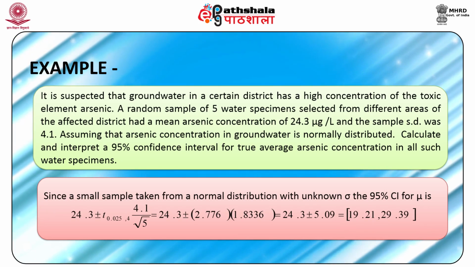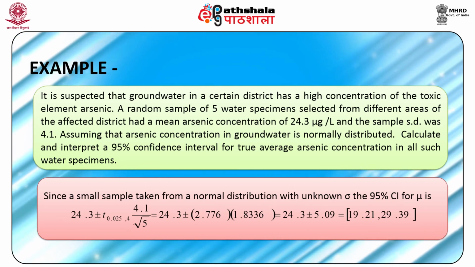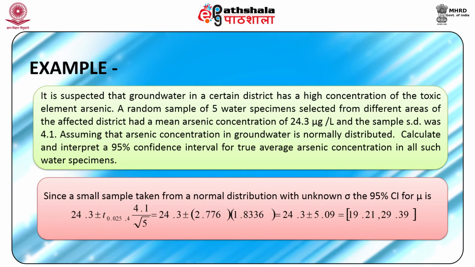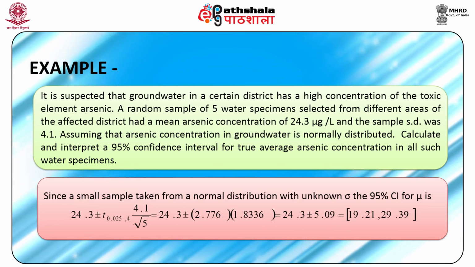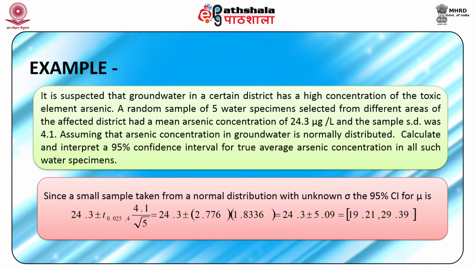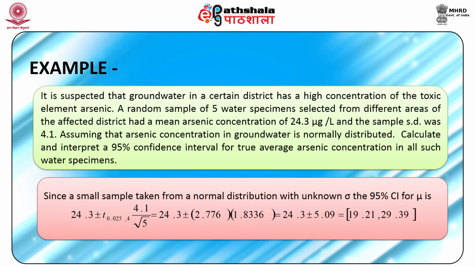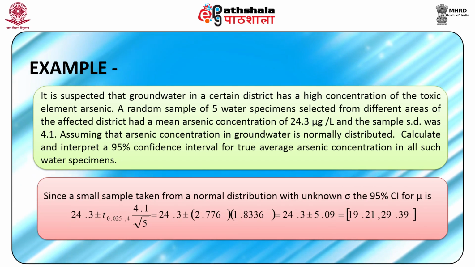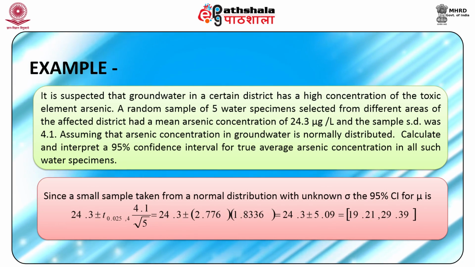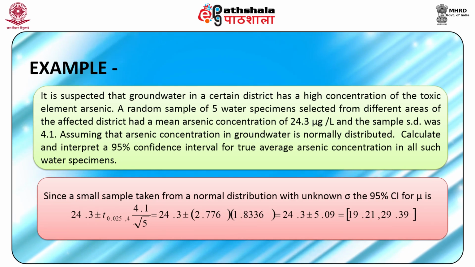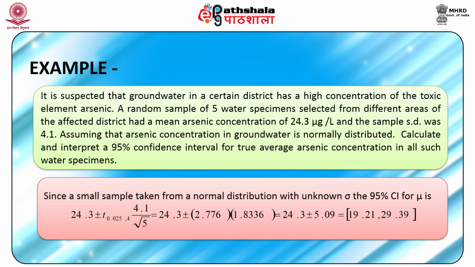A random sample of 5 water specimens selected from different areas of the affected district had a mean arsenic concentration of 24.3 µg per liter, and the sample standard deviation was 4.1. Now, assuming that arsenic concentration in groundwater is normally distributed, let's calculate and interpret a 95% confidence interval for the true average arsenic concentration in all such water specimens. Let's find how we will do it, what is the solution to it.